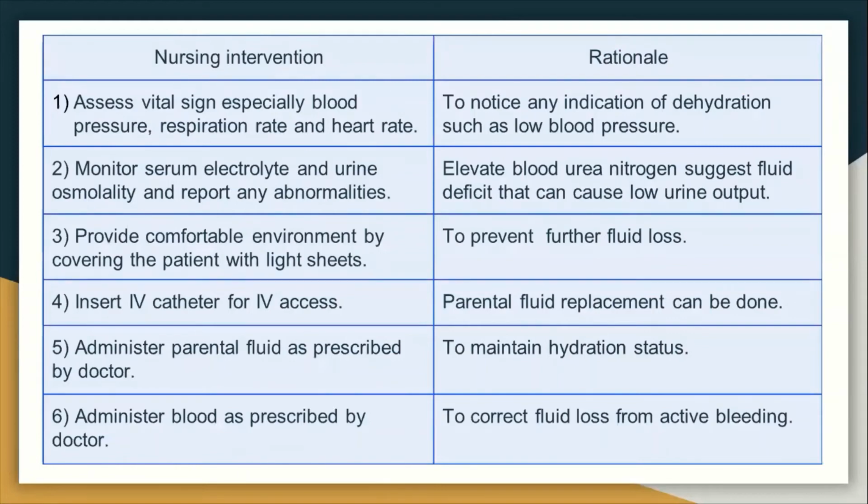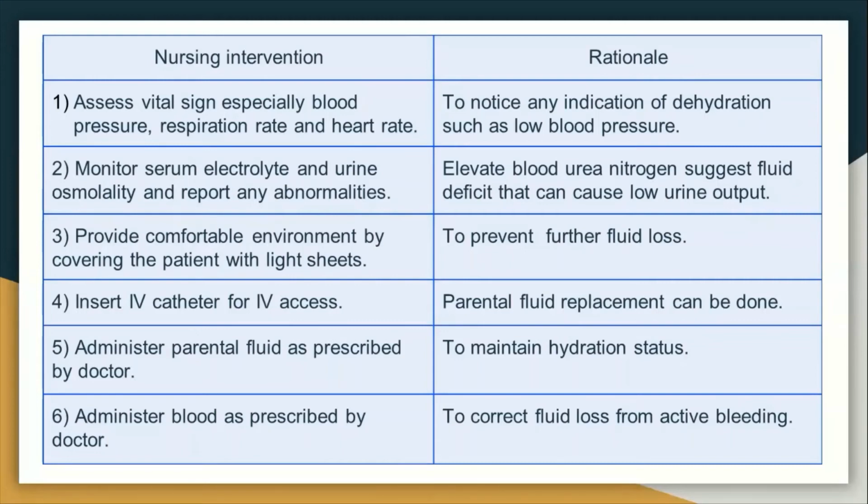The interventions include assessing vital signs, especially blood pressure, respiration rate, and heart rate, so as to notice any indication of dehydration such as low blood pressure, high respiration rate, and high heart rate. Next is to monitor serum electrolytes and urine osmolality and report any abnormality, as elevated blood urea nitrogen suggests a fluid deficit that can cause low urine output.